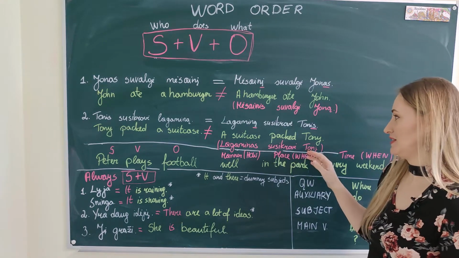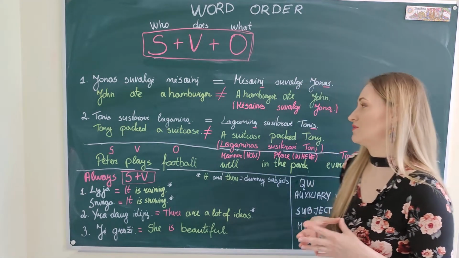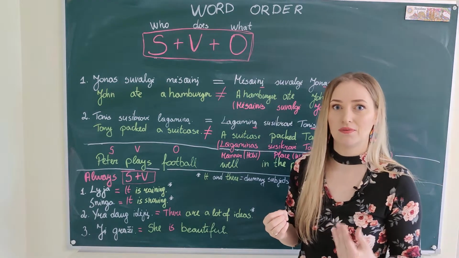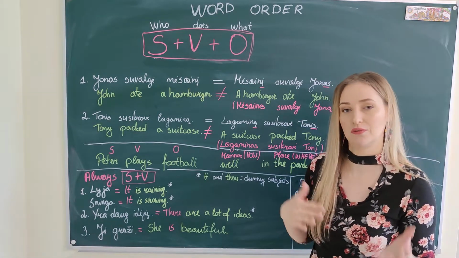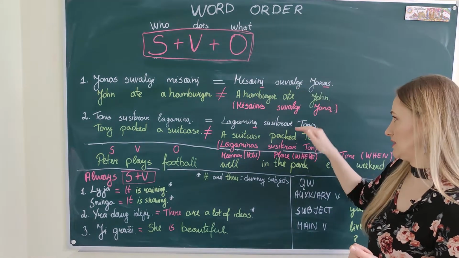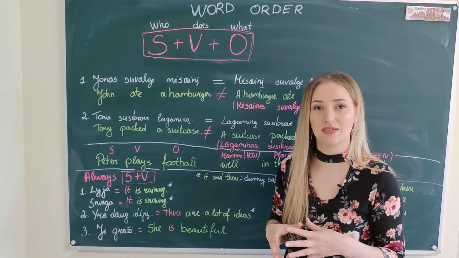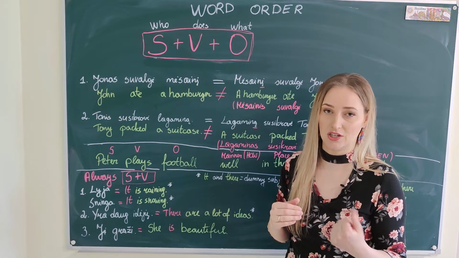Lagaminas susikrovė Tony is probably not what we want to say here, and that's the reason why you should be careful and not translate word for word from Lithuanian to English, because if you translated these two sentences word for word, you would get a completely different meaning in the English language.